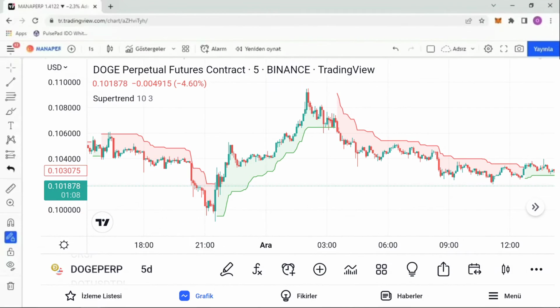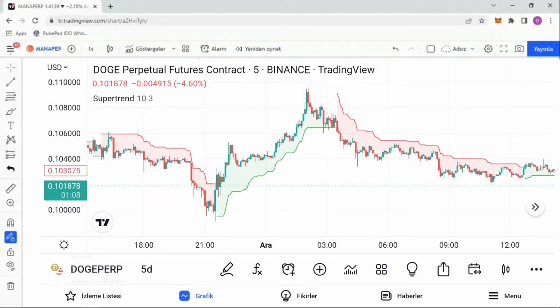Supertrend is a trend following indicator. It is considered a lagging indicator, which means when it gives you a signal, the trend has already started. It doesn't predict the trend beforehand, but it informs us when the trend starts. Let's understand how it does that.